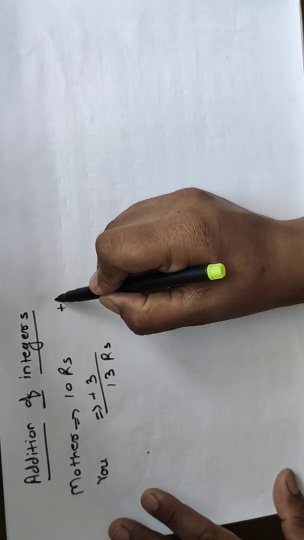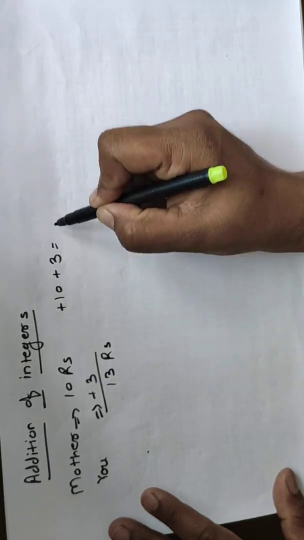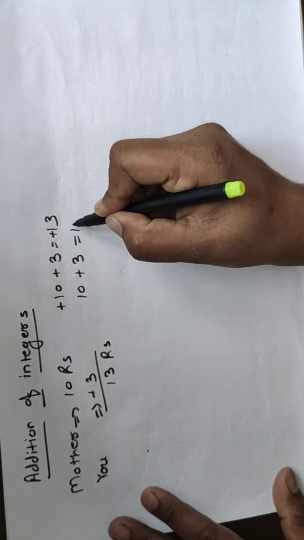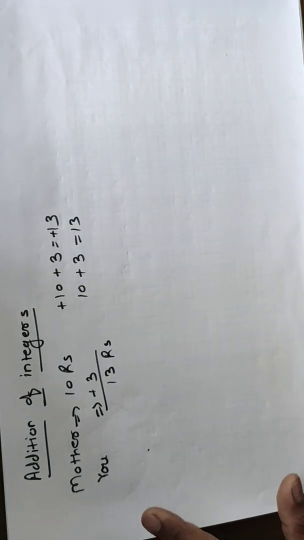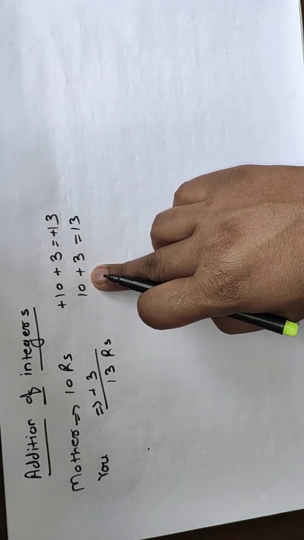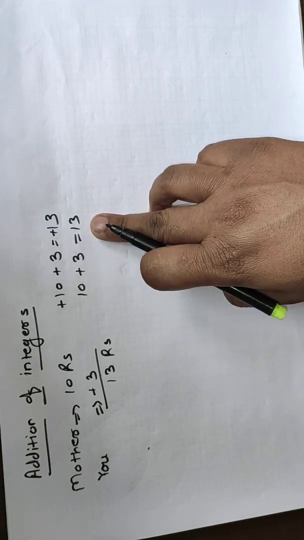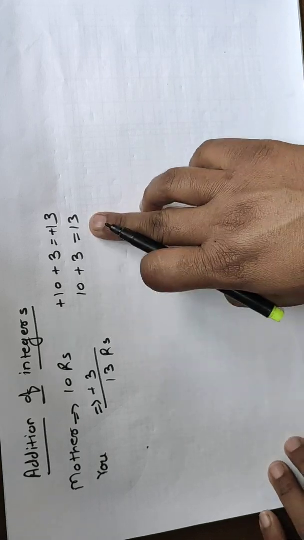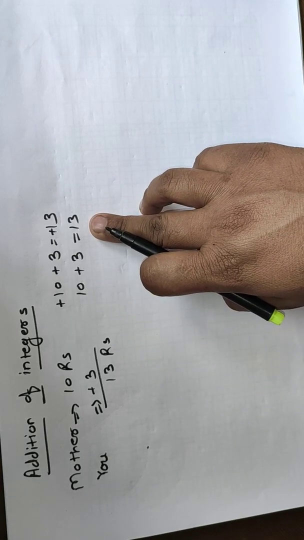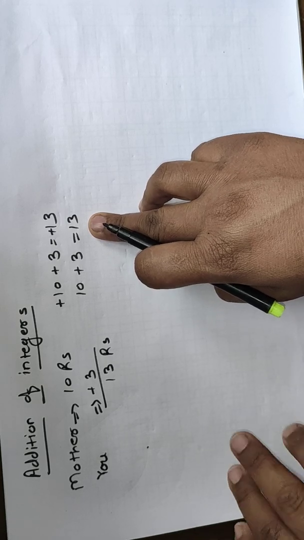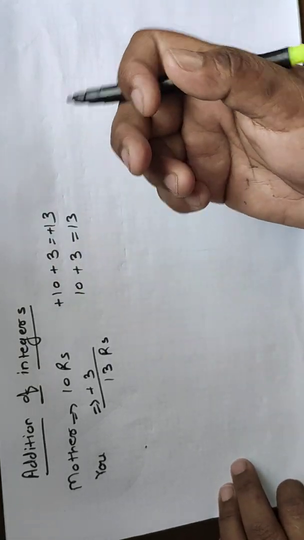So what have we done? We have done the addition of integers. Plus 10 and plus 3 is equal to plus 13, otherwise 10 plus 3 is equal to 13. If you give the positive sign, it is okay, and if you do not give it, it is also okay. Now you have 13 rupees. You know how to add positive numbers. We have been learning positive number addition from standard first, addition of 1-digit numbers and 2-digit numbers.